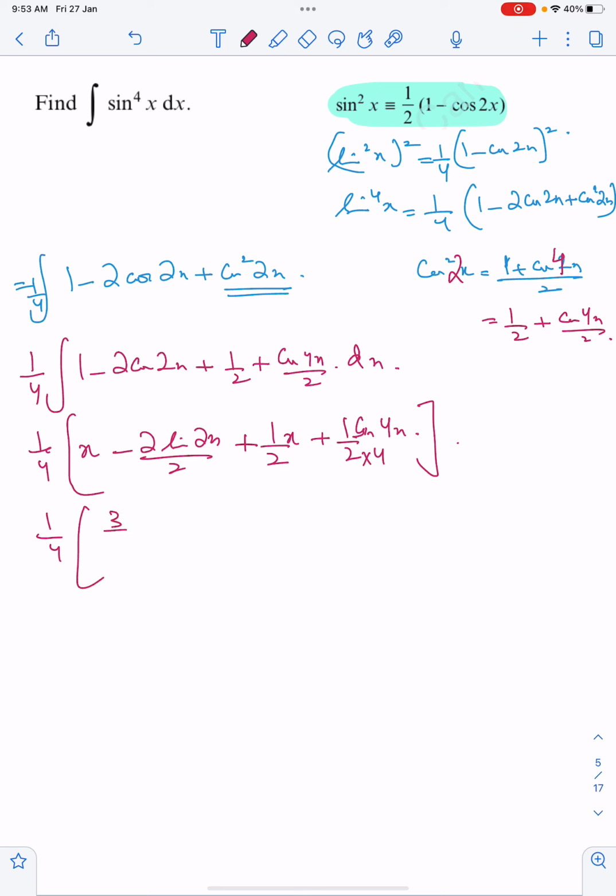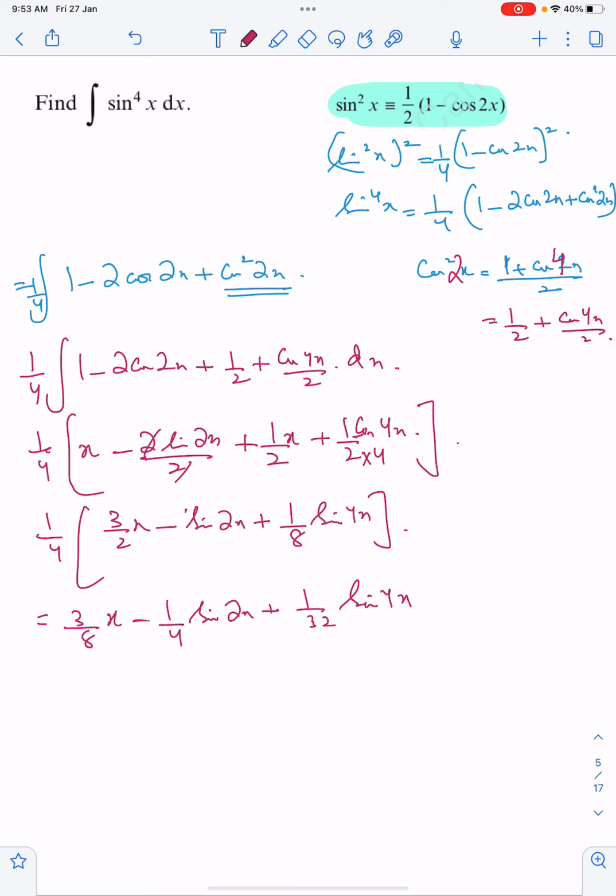x plus half x is 3 upon 2 x, minus, 2 and 2 will cancel out, sine of 2x, plus 1 upon 8 sine of 4x. Okay, you can multiply 1 upon 4 by all of it, so it will become 3 upon 8 x minus 1 upon 4 sine of 2x plus 1 upon 32 sine of 4x plus c. This is the final answer to this question.